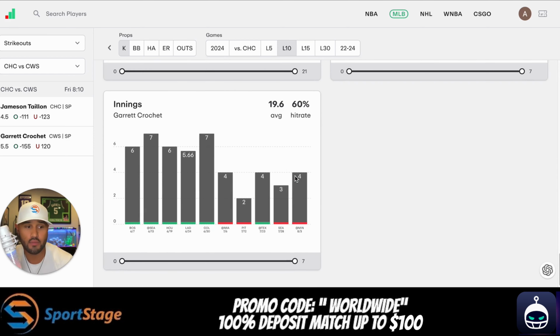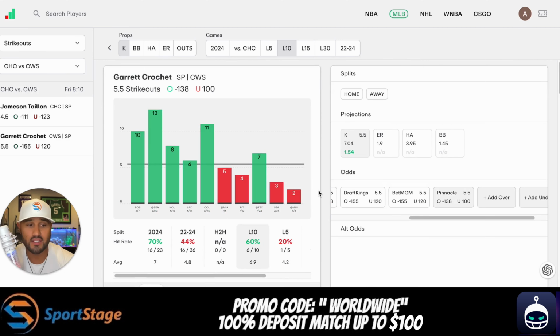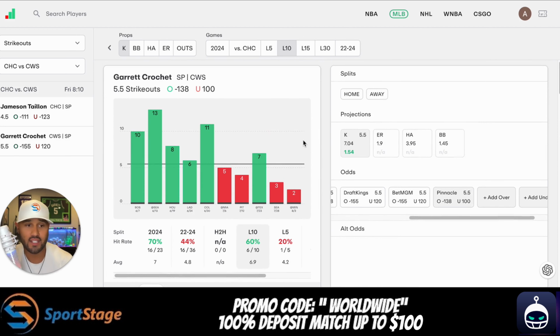If we go down here, we can see his innings. The reason he's been down in those strikeout numbers is the amount of innings he's going. When he's throwing 5 innings or more, he's getting that mark. So we're hoping that he throws, obviously, more than 2 innings down here. But we're hoping that he goes 5 innings. If he goes 5 innings, he's more than likely going to get 6 strikeouts just based on his season average of 1.37 strikeouts per inning. I'm really liking this pick, guys.